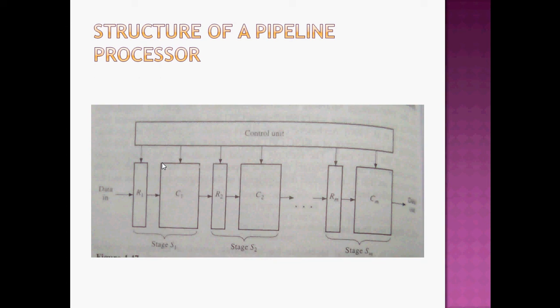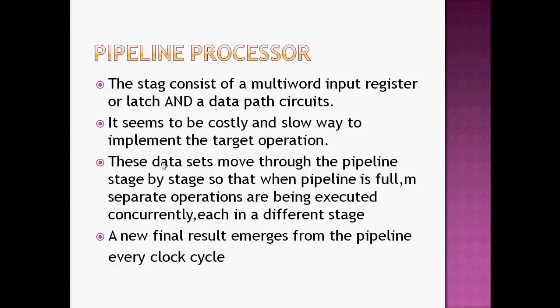As illustrated in the figure, a stage Si contains a multi-word input register or latch array and a data path circuit Ci that is usually combinational. The arrays hold the partially processed results as they move through the pipeline. They also serve as buffers that prevent neighboring stages from interfering with one another. At first sight, a pipeline seems too costly and slow, but it is a way to implement the target operations.